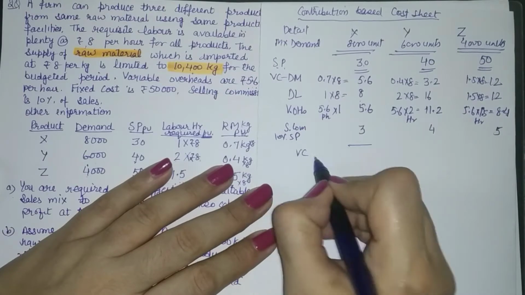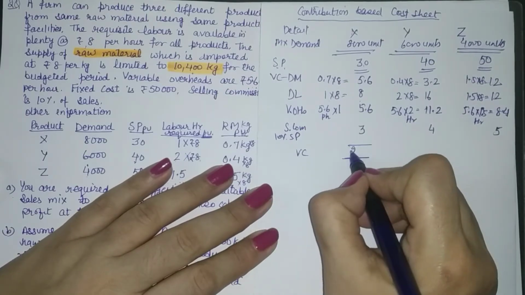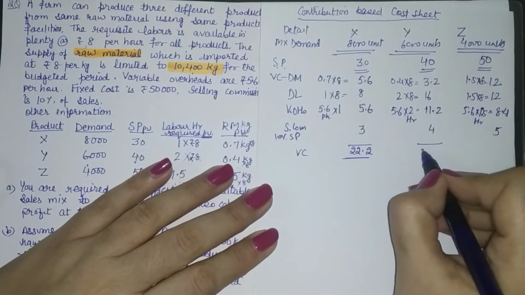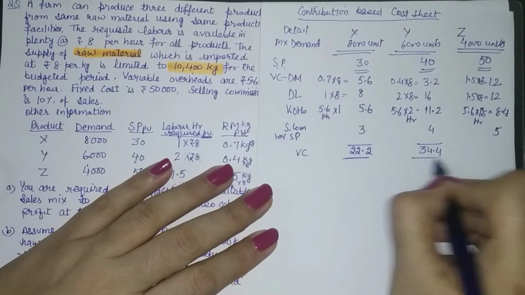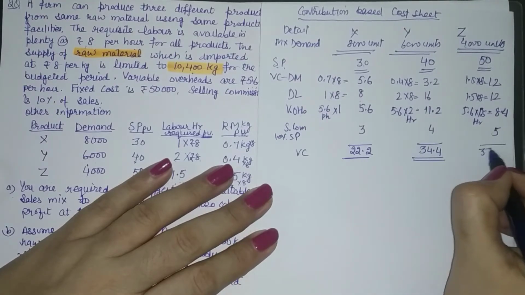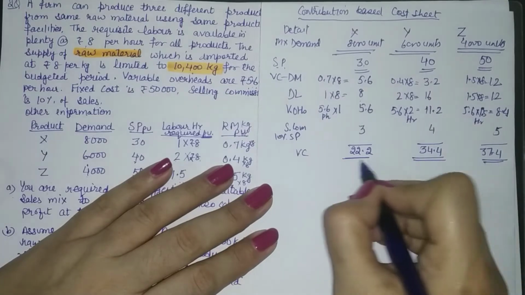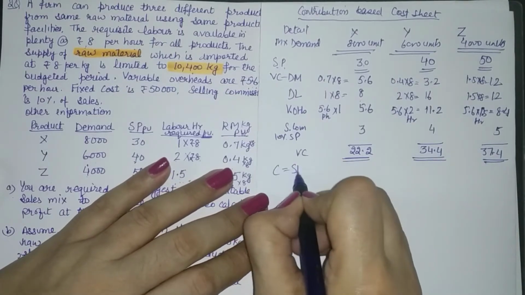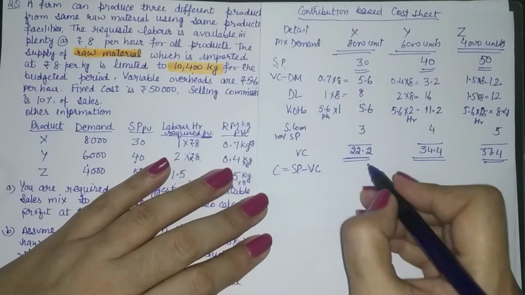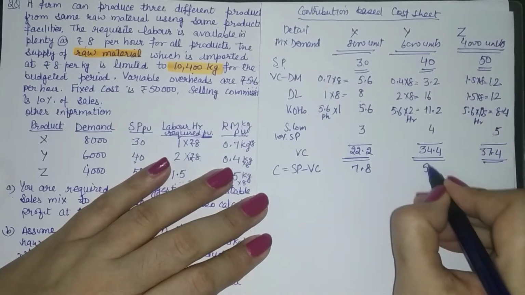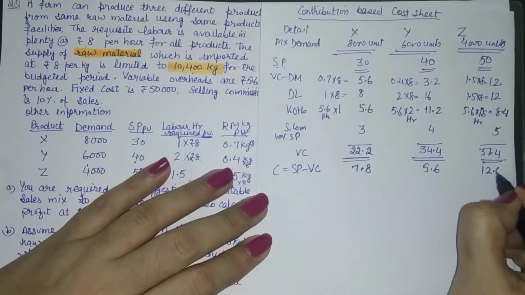So total variable cost is going to be 22.2 for X, 34.4 for Y and 37.4 for Z, which implies our contribution, which is selling price minus variable cost, is going to be 7.8, 5.6 and 12.6.